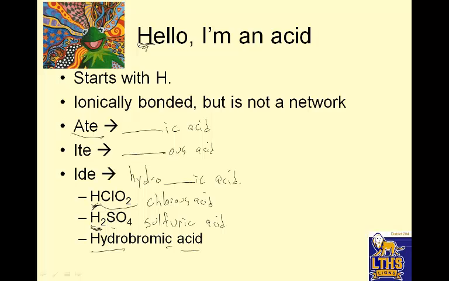If I have hydrobromic acid here, the hydro-ic acid comes from ide. Bromide is Br negative. I need to have the number of hydrogens that will cancel that. H is +1, see periodic table. So that means hydrobromic acid is HBr.